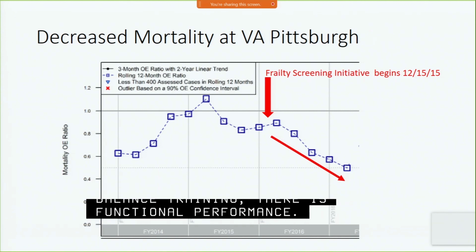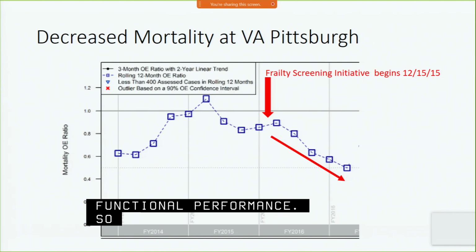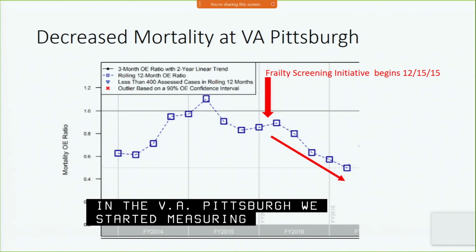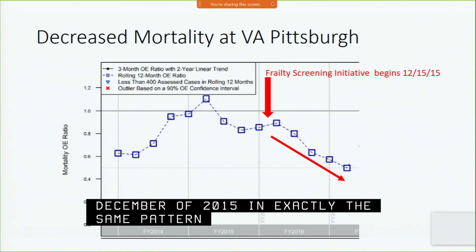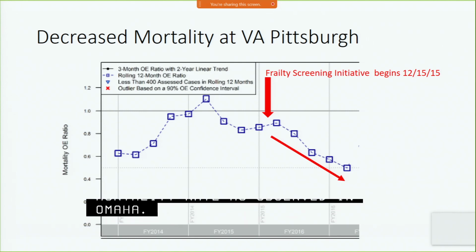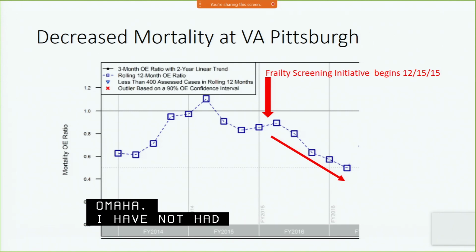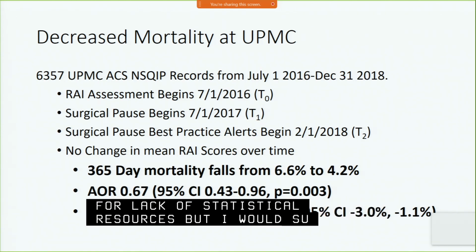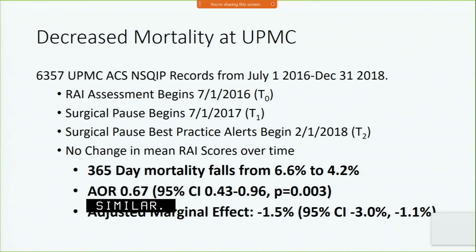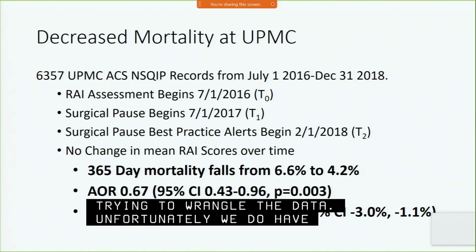In the VA Pittsburgh, we started measuring frailty in December of 2015, and exactly the same pattern in the observed to expected mortality rate happened as we'd observed in Omaha. I have not had the opportunity to do the multivariable analysis here for lack of statistical resources, but I would suspect that we would find something similar. At UPMC, we're still working on trying to wrangle that data. We unfortunately have a healthcare electronic record where our preoperative values are in one EHR and our postoperative values in another, and we're struggling to have them talk with each other.